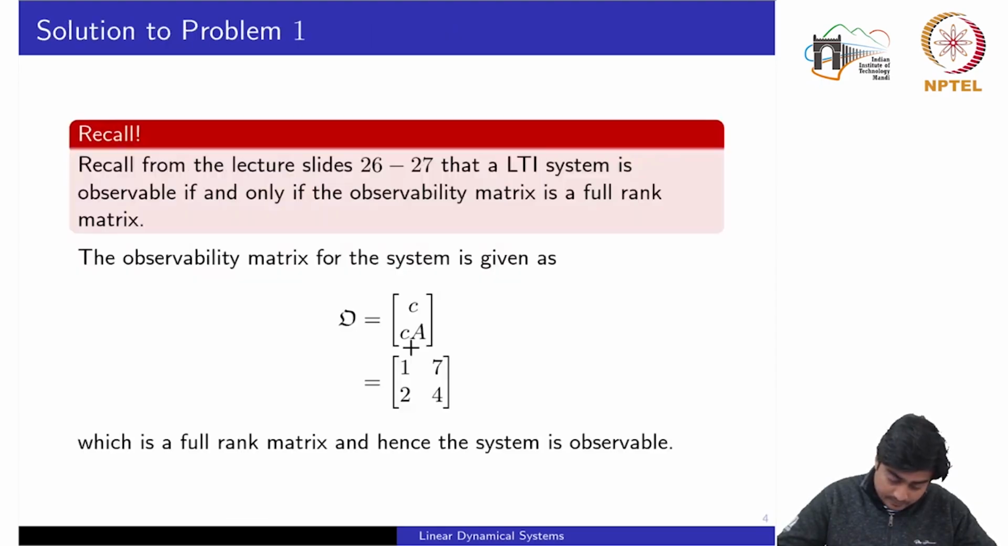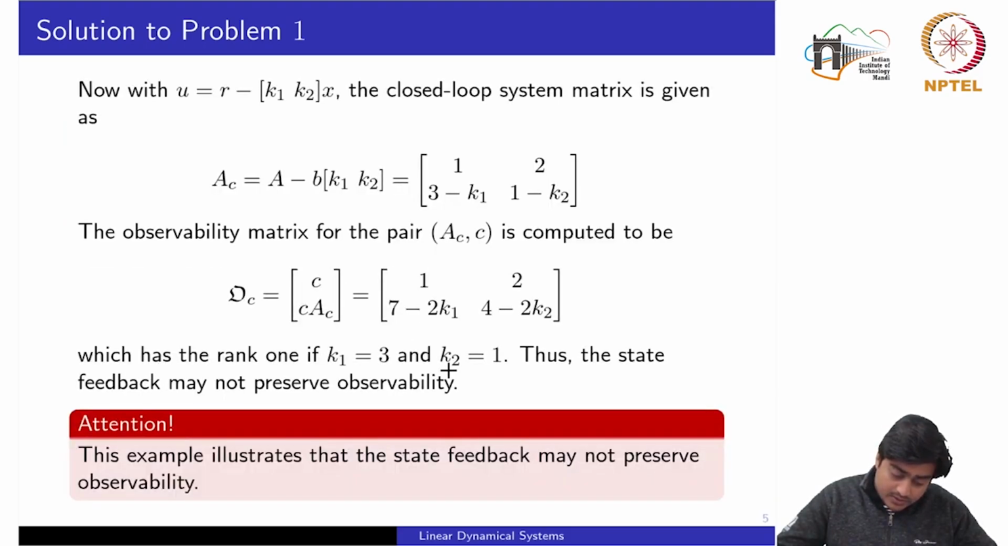Okay. The first part is pretty much straightforward: you compute the observability matrix given the A and C matrices, and finally check the rank of that observability matrix. Here it is a full rank matrix, so the system is observable, but the interesting part is to see whether the observability is invariant under this state feedback. So let's put this controller into the state space system.